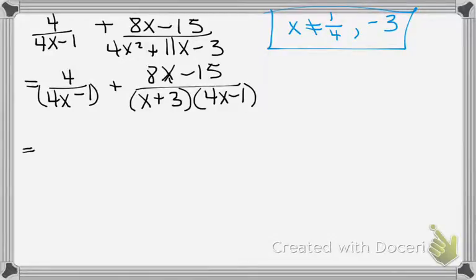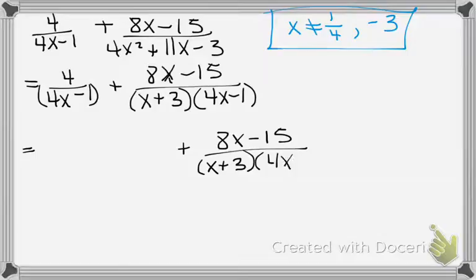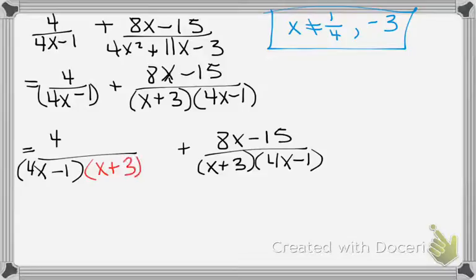Now I'm going to find a common denominator. So the left-hand fraction has a denominator of 4x minus 1, but the right-hand one also has an x plus 3. So all I'm going to do here is multiply the bottom and top of this fraction by x plus 3. Okay, each one needs what the other one has. So this one is just missing the x plus 3. Okay, and we're going to merge this all into one fraction. So just combine.